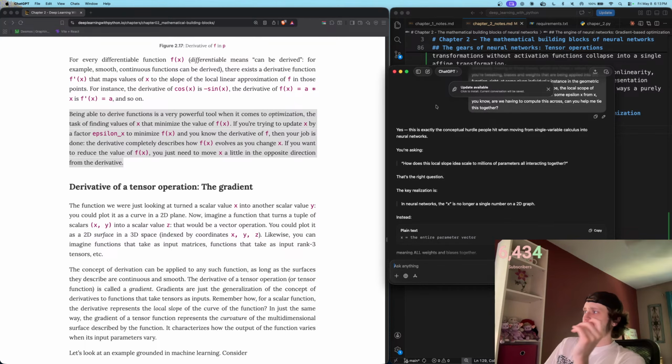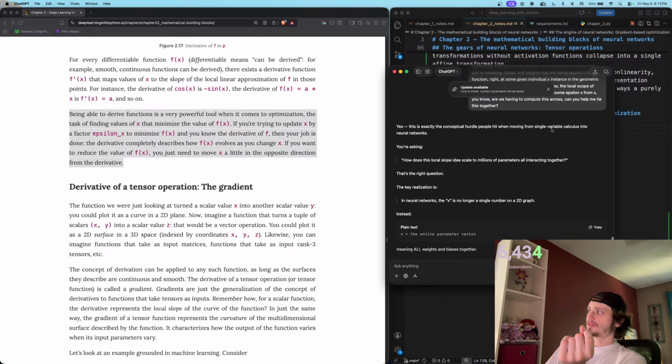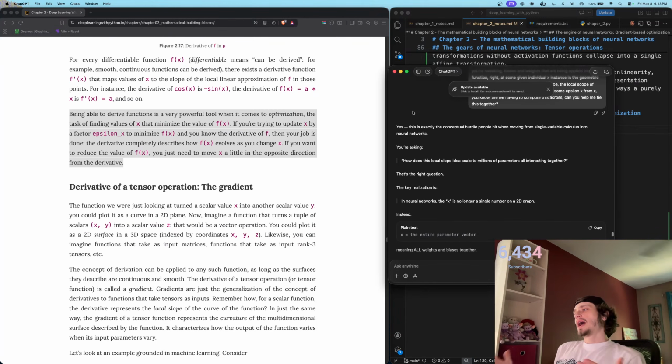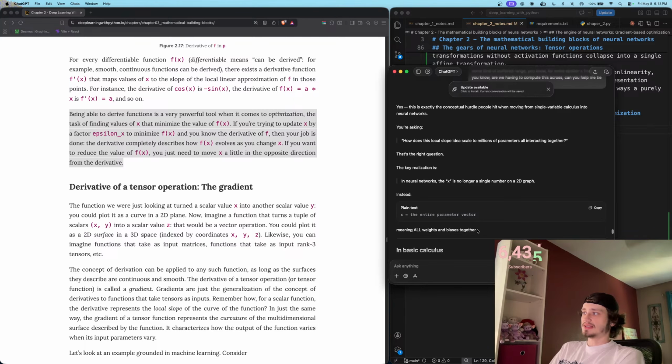Yes, this is exactly the conceptual hurdle people hit when moving from single variable calculus into neural networks. You're asking how this local step idea or local slope idea scales into millions of parameters all interacting together. That's the right question. The key realization is that in neural networks, x is no longer a single number on a 2D graph. Instead, x is the entire parameter vector, meaning all weights and biases together.